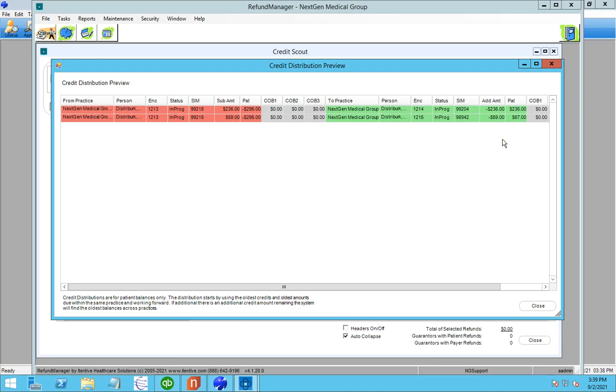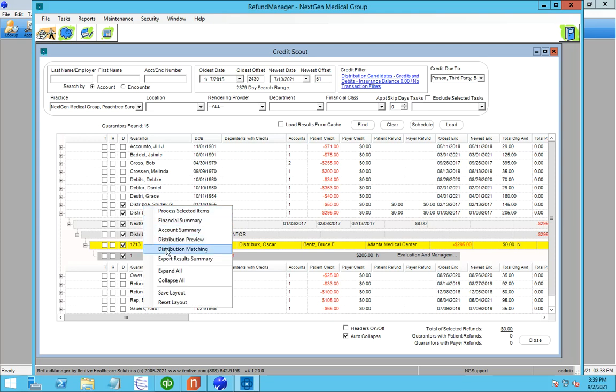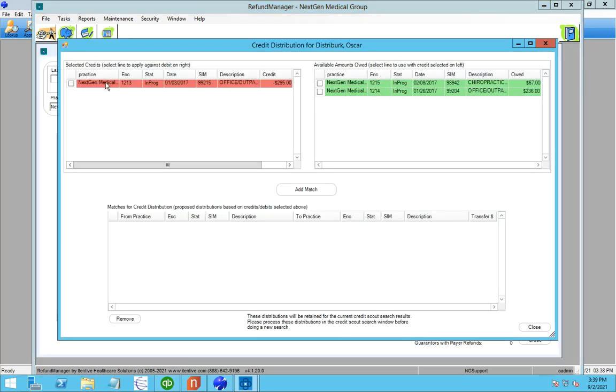Let's take the hypothetical case where you want to control how the money is going to flow. So you want to pay off encounter 1215 first and do a partial pay on 1214. What you can do to pair up these transactions manually is right mouse and pick distribution matching. On the left side will be your credits, on the right side will be your balances due. In this case there's only one, so I'm going to go ahead and pick 1213, and as mentioned, we're going to go ahead and pay off 1215 first, so we get that whole $67.